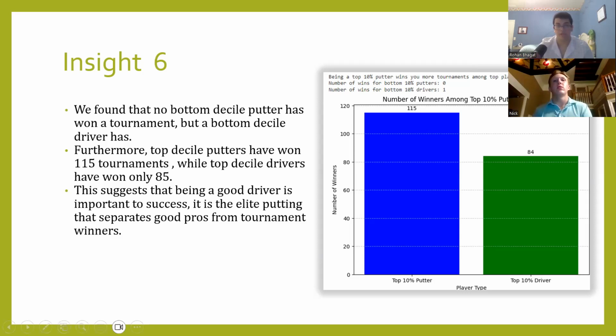And also beyond that, we also found that for the bottom 10% of putters and bottom 10% of drivers, a bottom 10% putter has never won a tournament, at least in the time period we measured. And a bottom 10% driver did win one tournament, which again supports that finding that putting is more important.